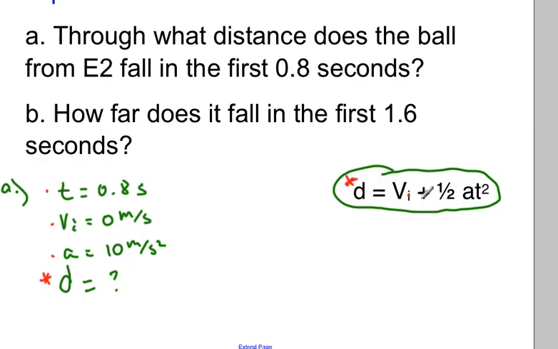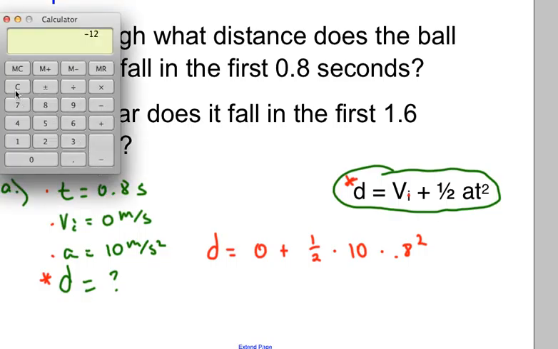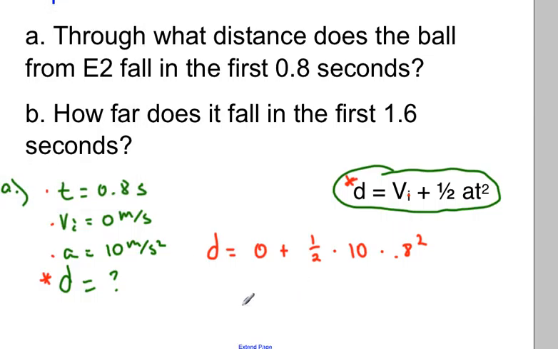So let's just plug in. It's already solved for D. So D equals VI, which is 0, plus 1/2 times my acceleration of 10 times t squared, which is 0.8 squared. I'll work this one out for you. You're going to take your 0.8, square it, then multiply by 10, then multiply by 1/2, and then we'd add 0, which doesn't change it. You should get 3.2.